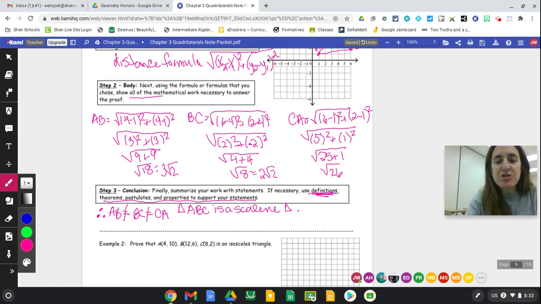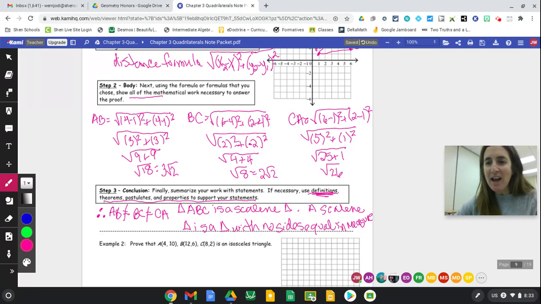How do I know it's a scalene triangle? A scalene triangle is a triangle with no sides equal in measure or length. And sure enough, back when I found my distances, all 3 of them were not equal, and so I have thus justified that it has been a scalene triangle.